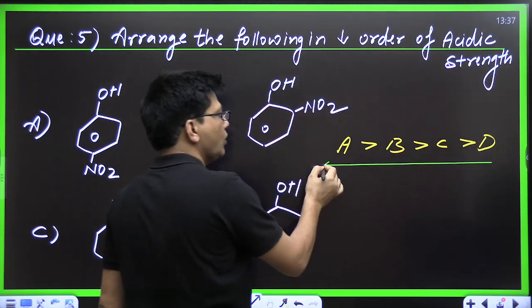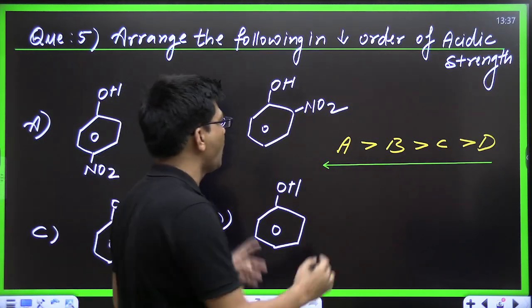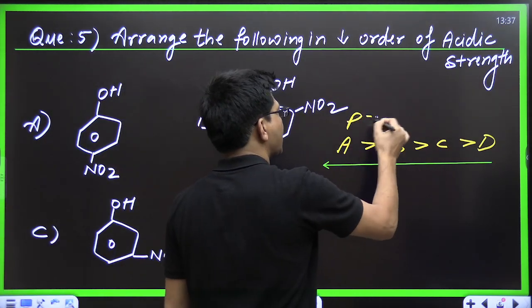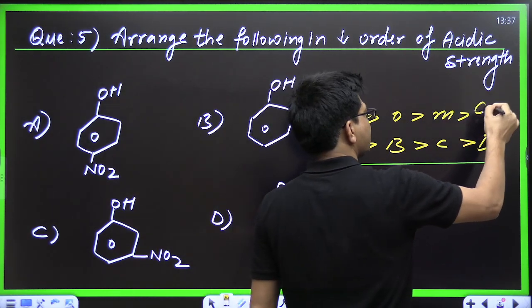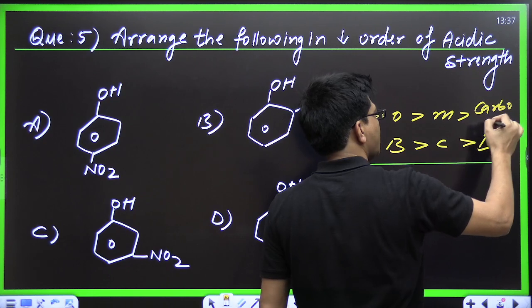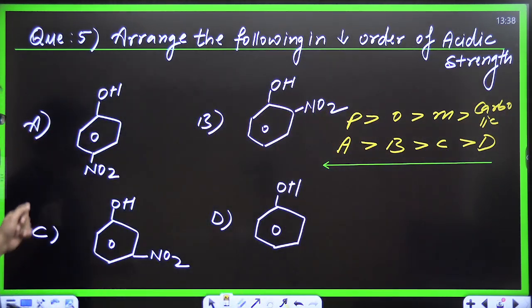So how to learn it? You have to cram it. Yes, cramming is required. Para, then ortho, then meta, and then carbolic acid. Phenol is also known as carbolic acid. Now, why is it like that?